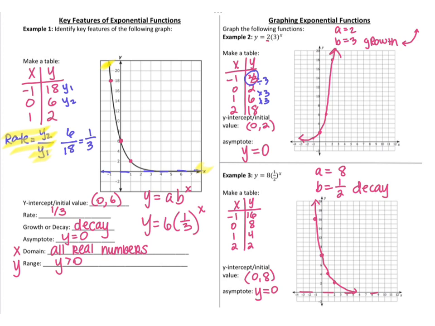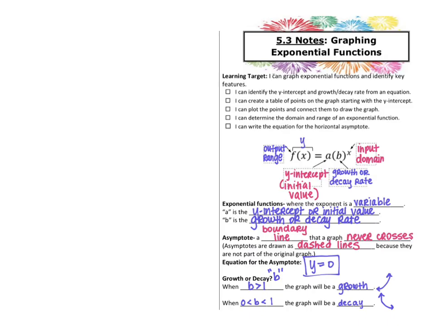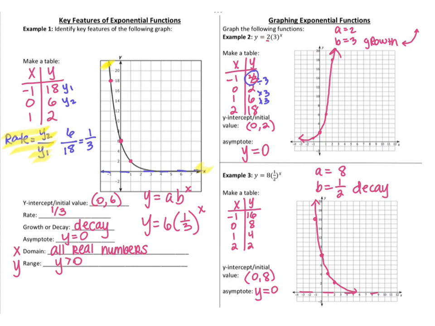Okay, so that's a quick little introduction to exponential functions. A and b are super, super important. Making sure you understand what the a is, it's the y-intercept or the initial value, and the b is the growth or decay. And use graphs or tables to help you graph, and then make sure you have a good understanding of what the asymptote is and what domain and range are.